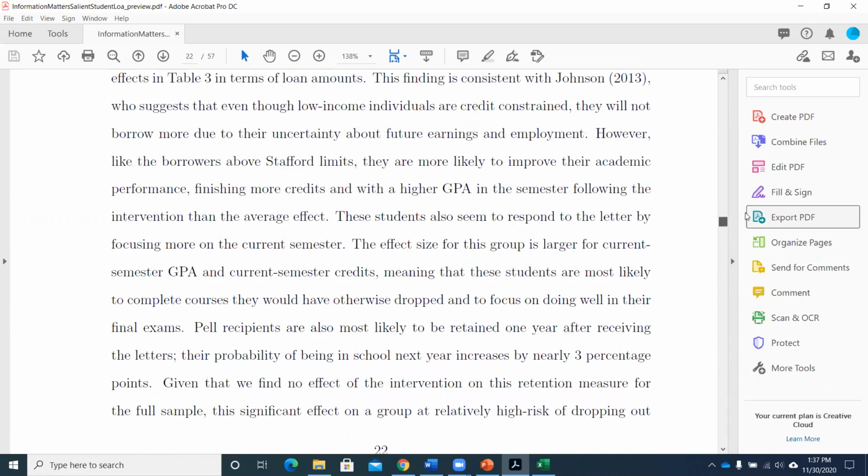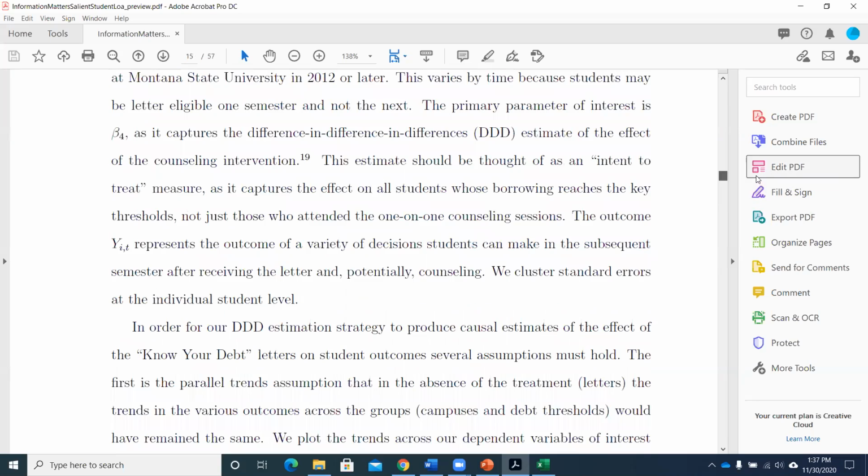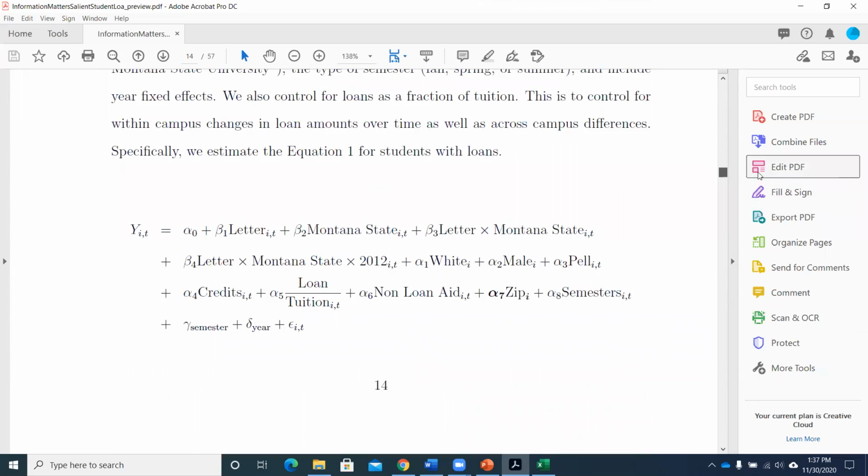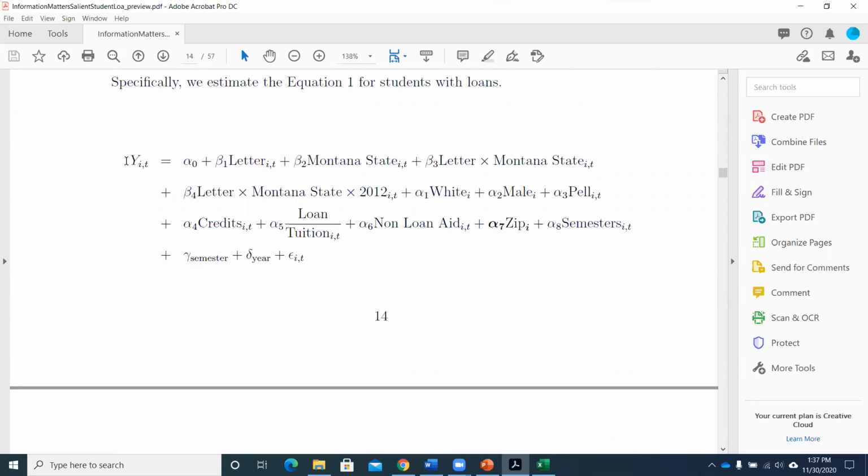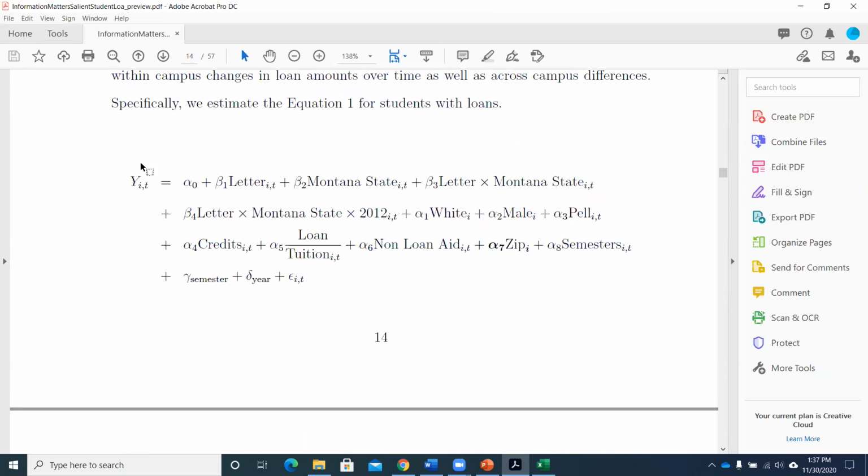So we have this, where was it? I scrolled through it the first time. There we are. So you've got this Y variable, right? They're going to look at a bunch of different things. I think one of the things they look at is how much money the student took out in the next semester. They're going to look at how many credit hours the student took the next semester after receiving this letter.